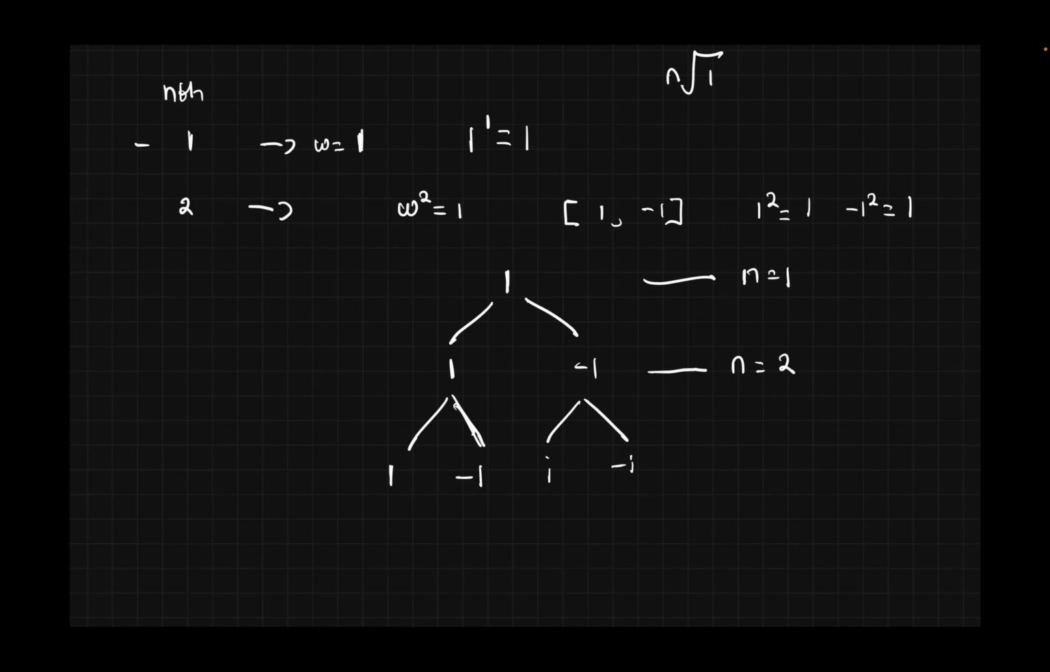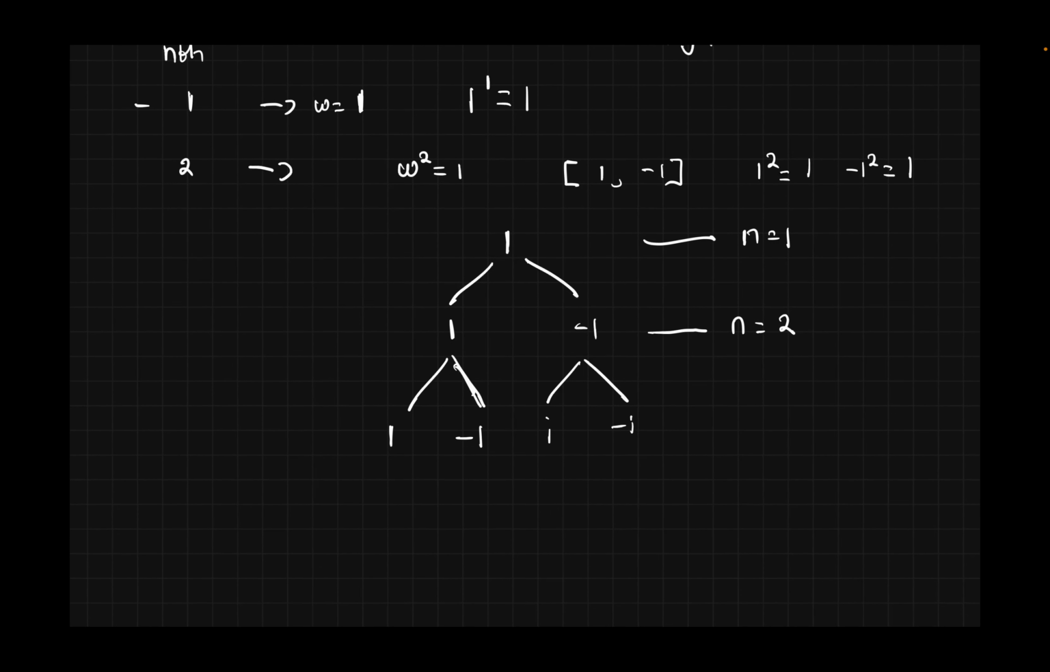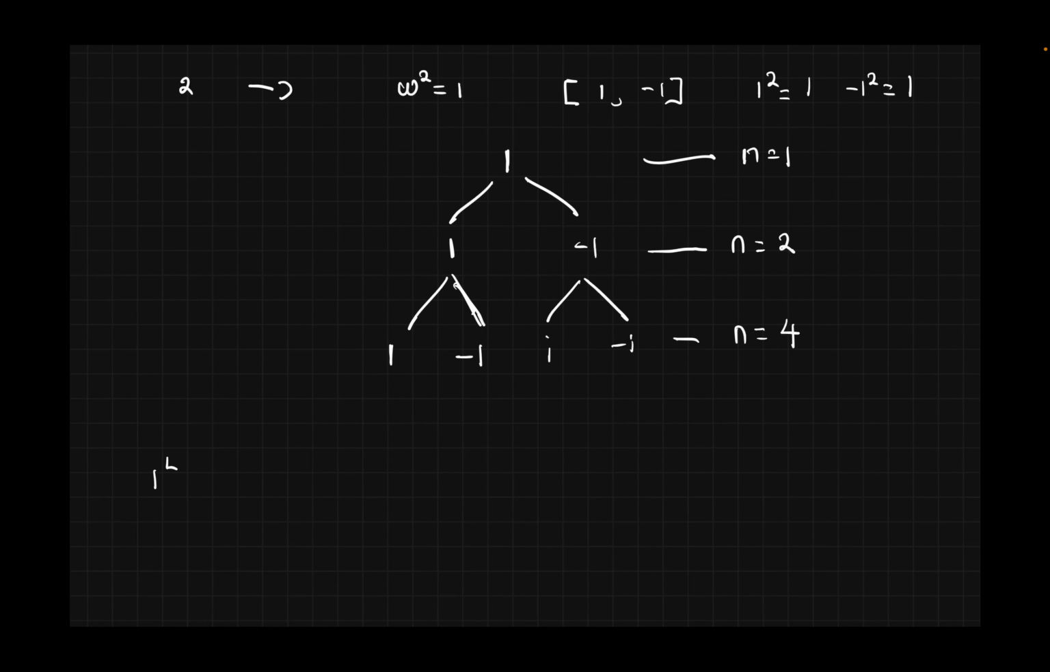Are you seeing it? So now these are 4 values such that if you raise them to the power of what? Is it 4? They will all give you 1. Make sense? So 1 raised to the power of 4 is 1, right? Minus 1 raised to the power of 4 is 1. I raised to the power of 4 is what?